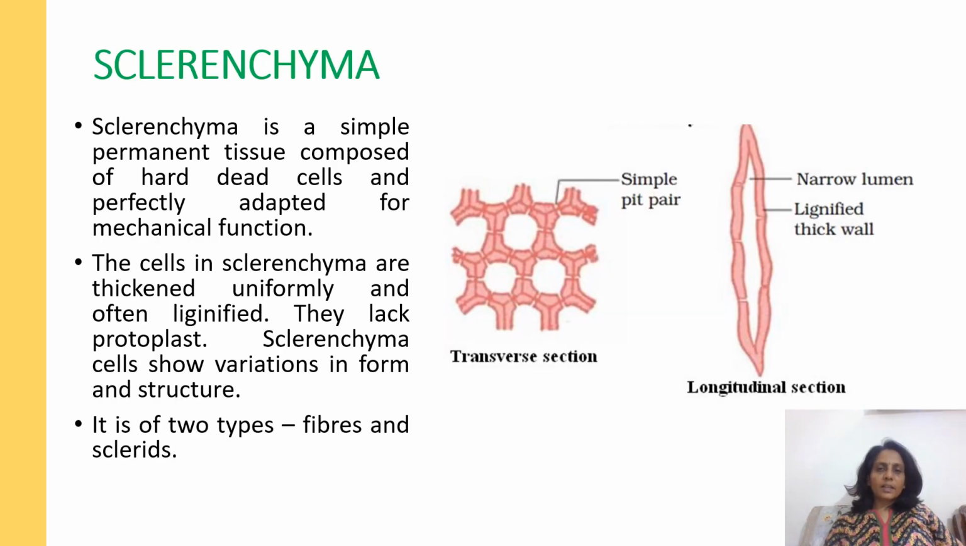Let's look at the third type of simple permanent tissues, that is the sclerenchyma cells. The sclerenchyma cell is a simple permanent tissue which is composed of dead, hard cells and perfectly adapted for mechanical function. The cells of the sclerenchyma are heavily lignified. They lack protoplast. They show a lot of variations in their structure. It may be divided into two types, namely fibers and sclereids.